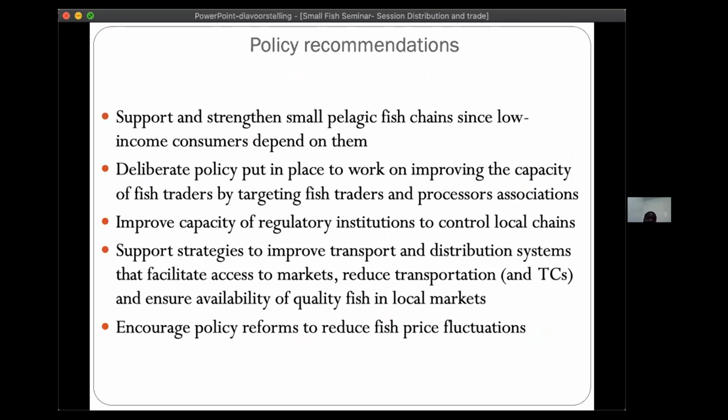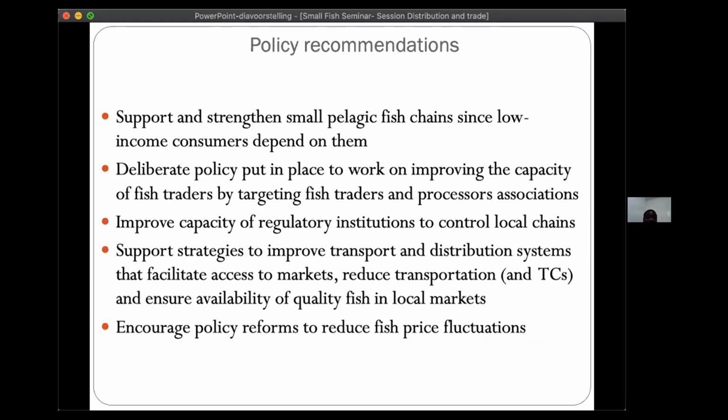since low-income consumers depend on them for their animal protein needs. And also there is the need to put in place deliberate policy to work on improving the capacity of fish traders by targeting fish traders and processors associations. When we organize them, then we can reach out to them and help improve their capacity.